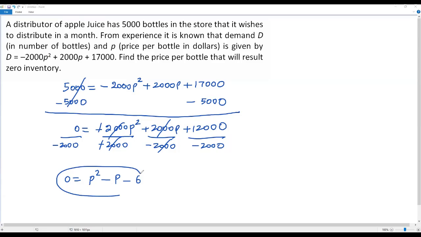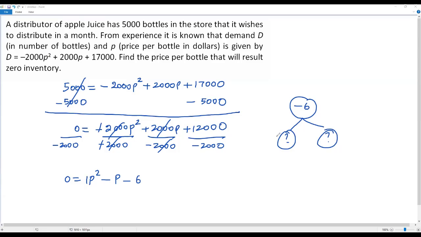We can try to solve this quadratic equation by factoring. For that, we have to multiply this constant term negative 6 by the coefficient of P square. In this case, it's 1. When I multiply negative 6 by 1, I am still getting negative 6. Now we have to get two factors so that the product of the two factors equals negative 6, and the sum of the two factors equals the coefficient of P. In this case, it's negative 1. I think negative 3 and positive 2 will work. When I multiply negative 3 and positive 2, I am getting negative 6. When I add negative 3 and positive 2, I am getting negative 1, which is the coefficient of P.